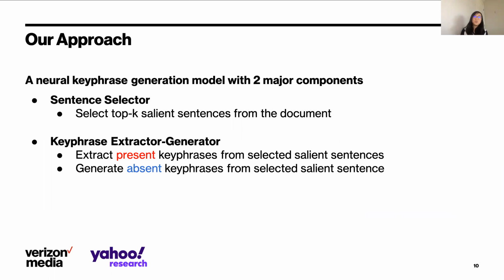So now I'll move to our approach. We design a new neural key phrase generation model, and we want to use this model to address these two problems that we have seen with the existing generative approach. The first is how we can deal with long documents. We propose that, instead of using the full document as input, we select the top K most important sentences and only use these sentences to generate the key phrases. For that, we propose a so-called sentence selector to do the job.